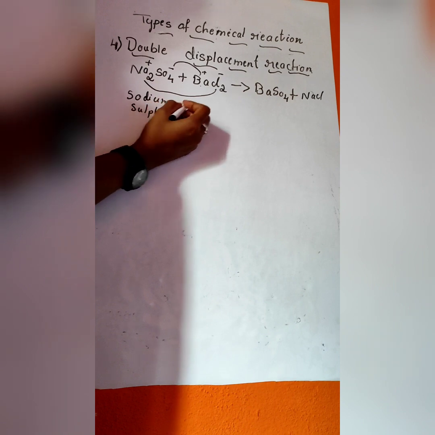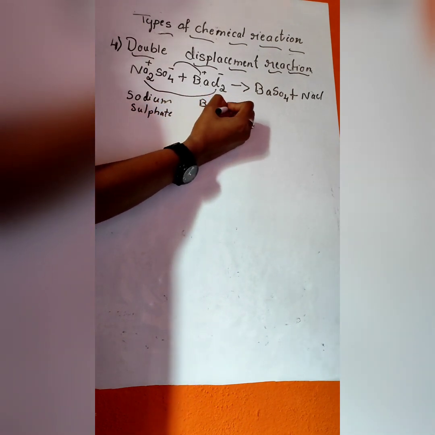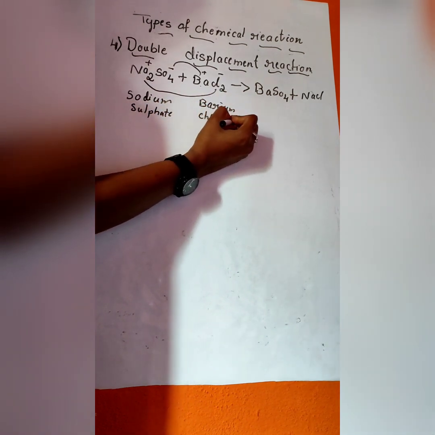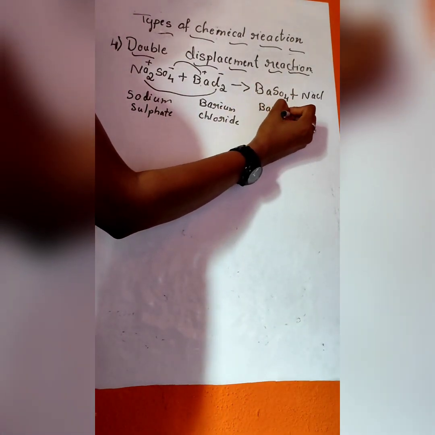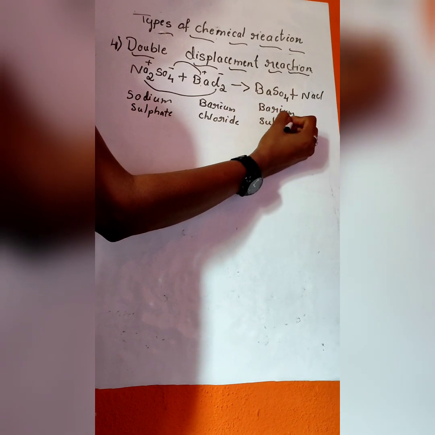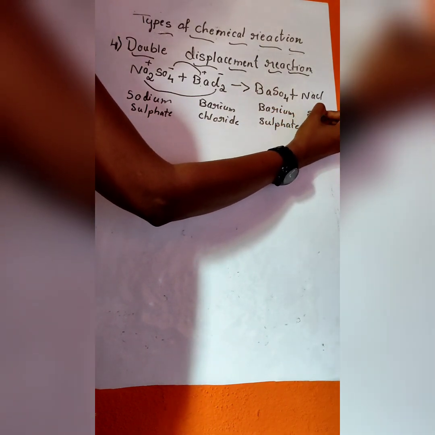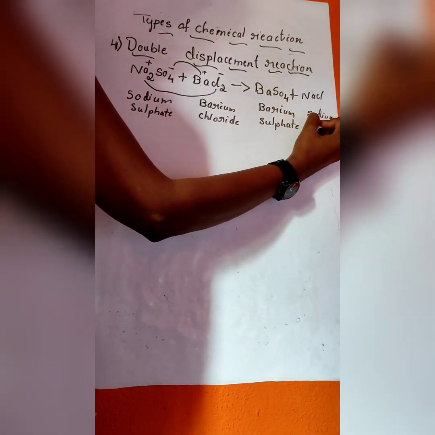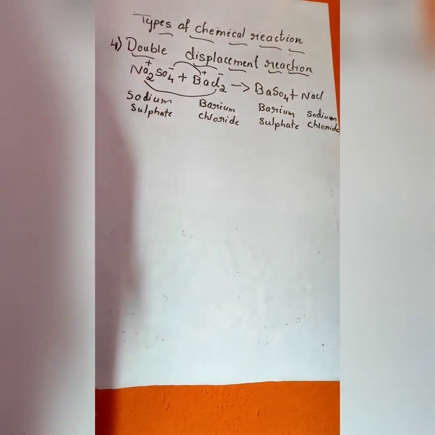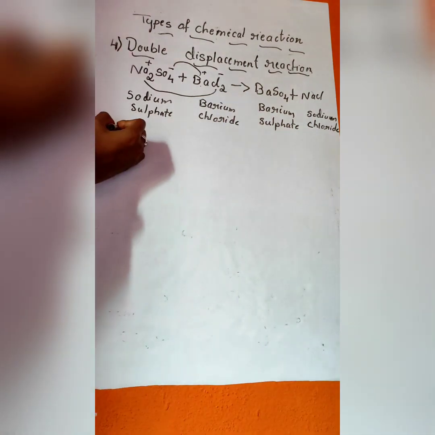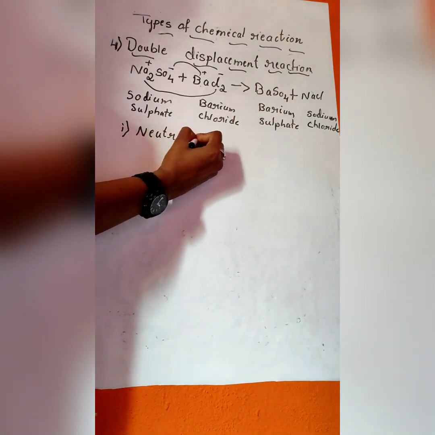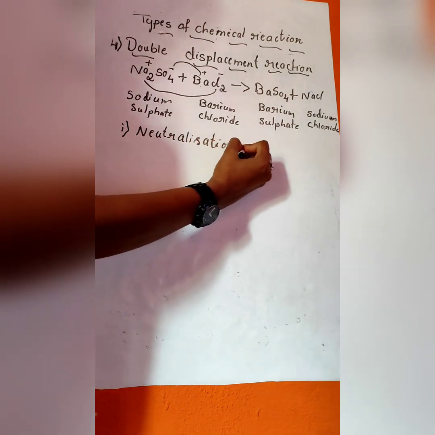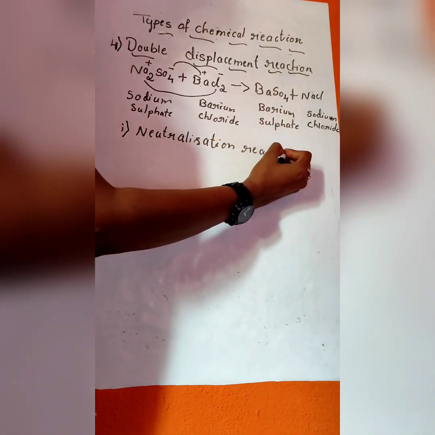Sodium sulfate, I will write the names also. Barium chloride, barium sulfate plus sodium chloride. So in double displacement reaction, two types are there. One is neutralization reaction, another is precipitate reaction. First one, neutralization reaction.